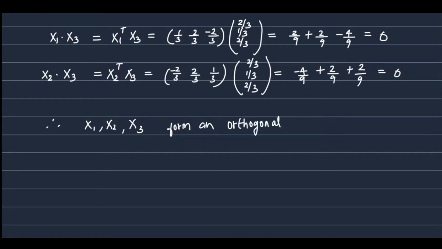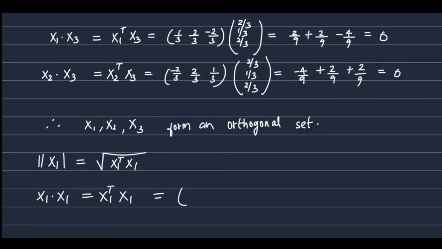Orthogonal set. Now we have to check their norm. We know that the norm of x1 is defined to be the square root of x1 transpose x1. So in this way it is defined. We will check what x1 dot x1 is, which is nothing but x1 transpose x1.